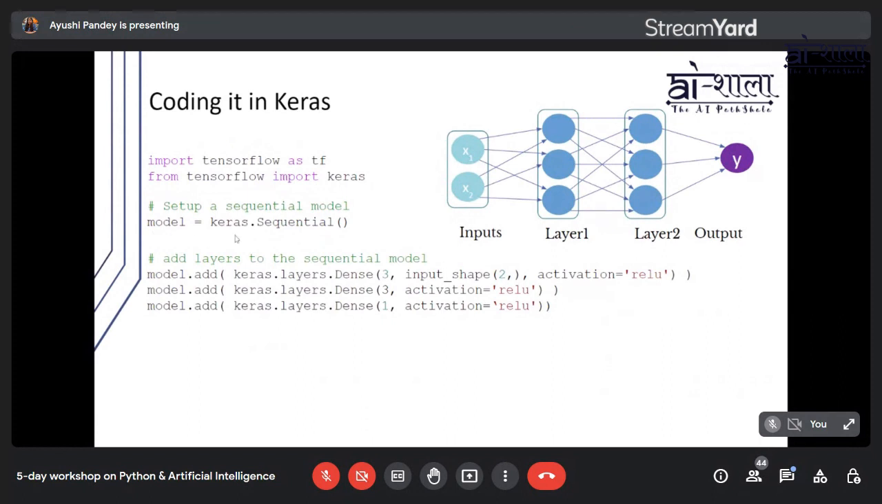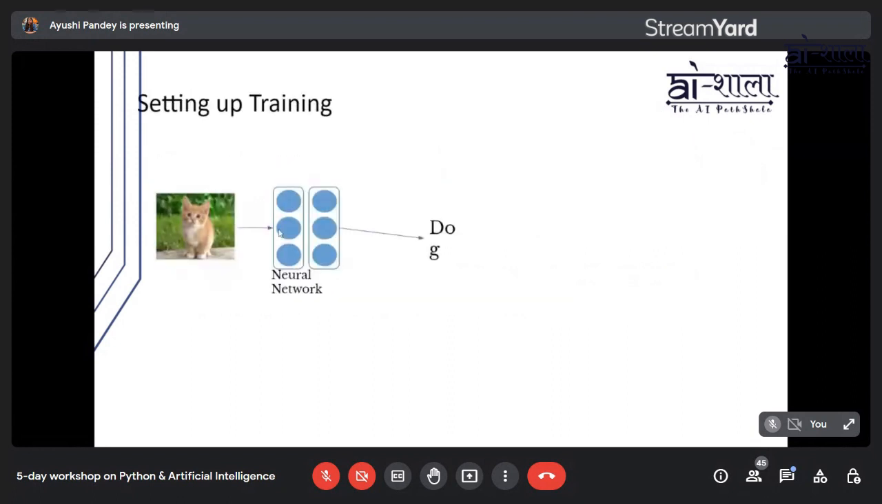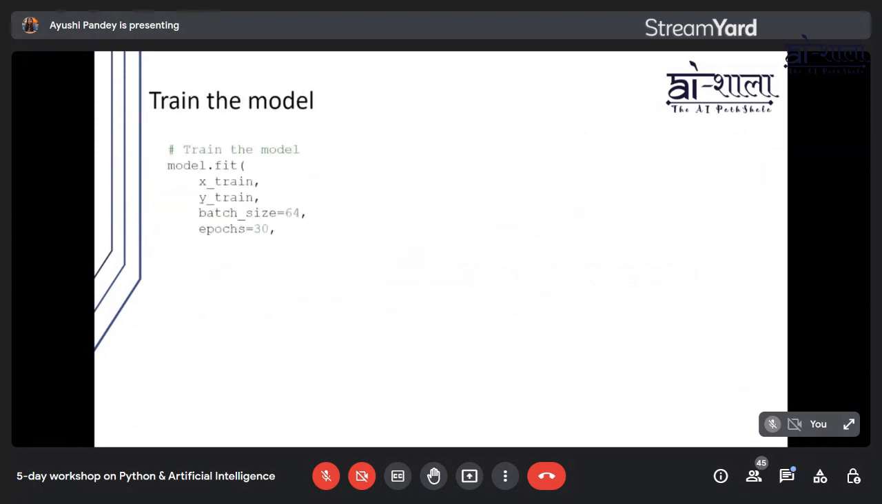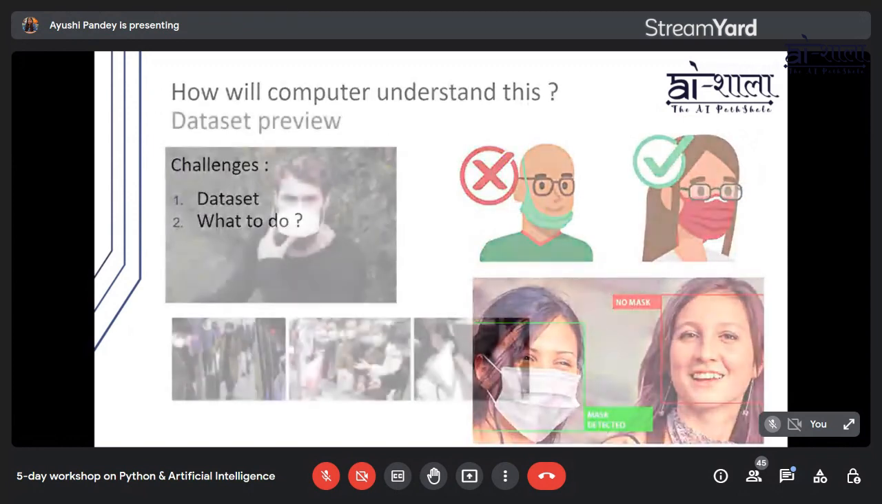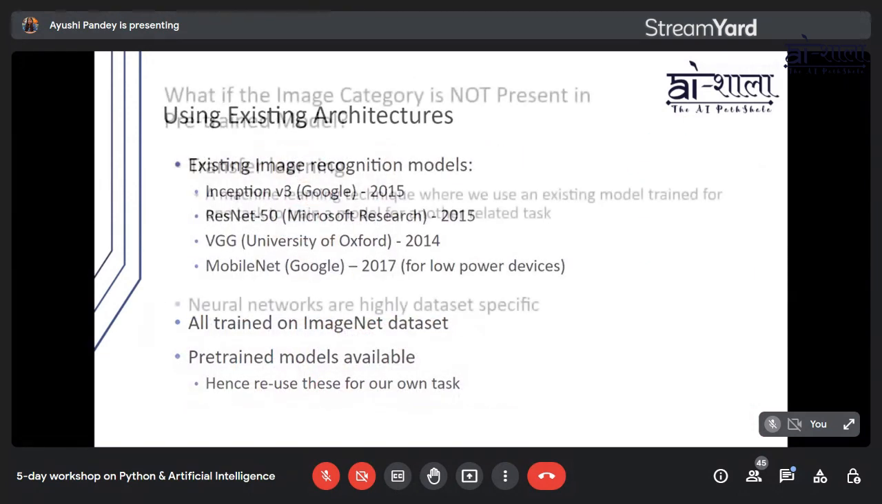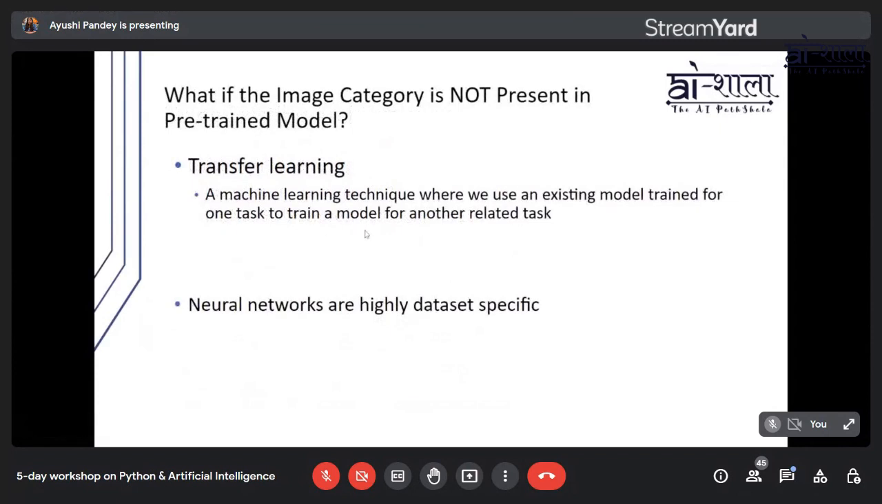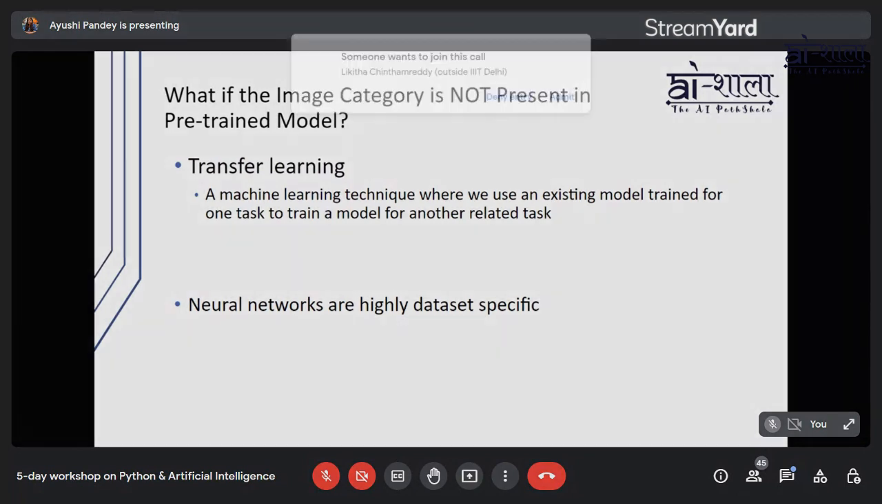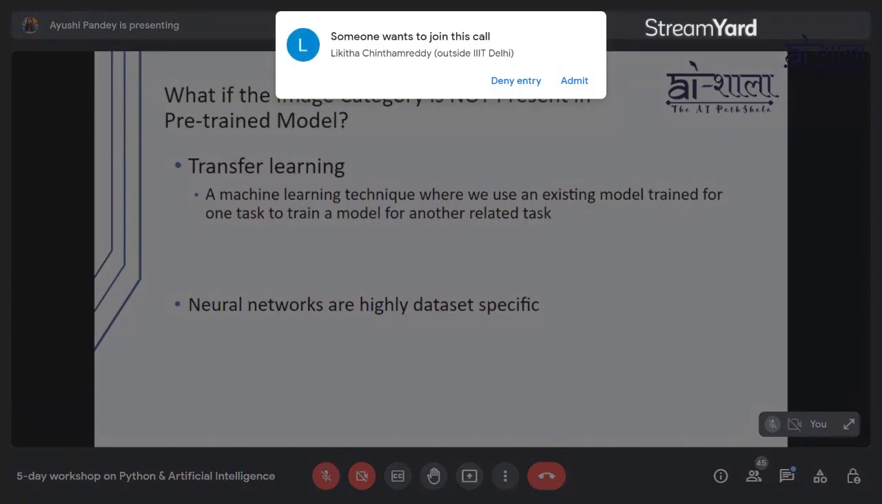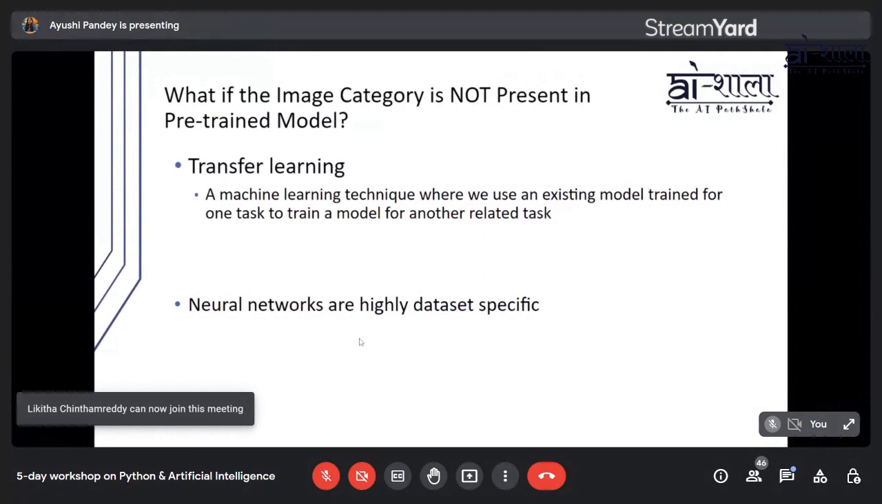So in this model, I use the model as sequential. Okay. So instead of this, we straight away start with, for example, a VGG model. I can straight away start with a VGG model, then add my layers to make my model better. Okay. And this is transfer learning, which means there are existing machine learning techniques that are already trained, and we are using that model to make our model better. And a neural network is highly data set specific. Okay.